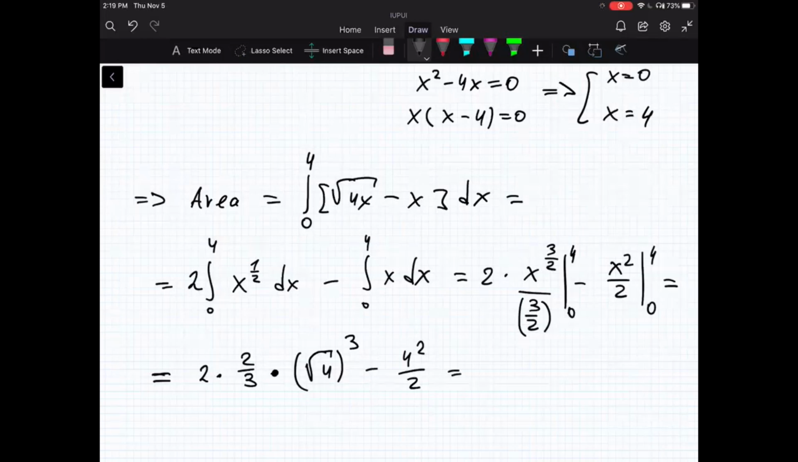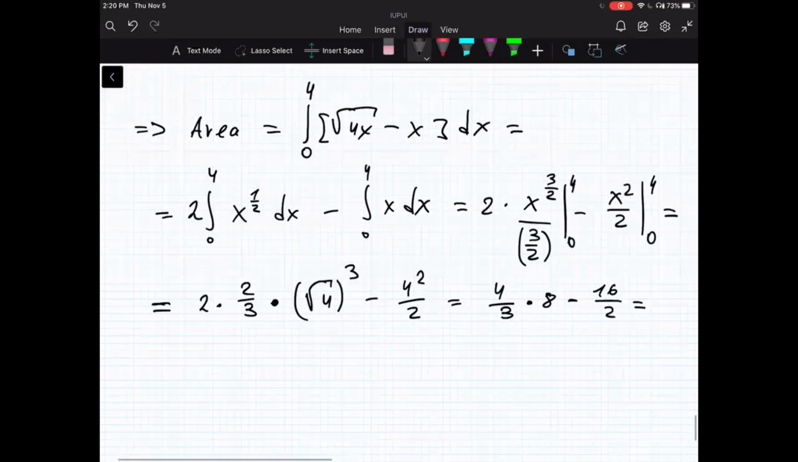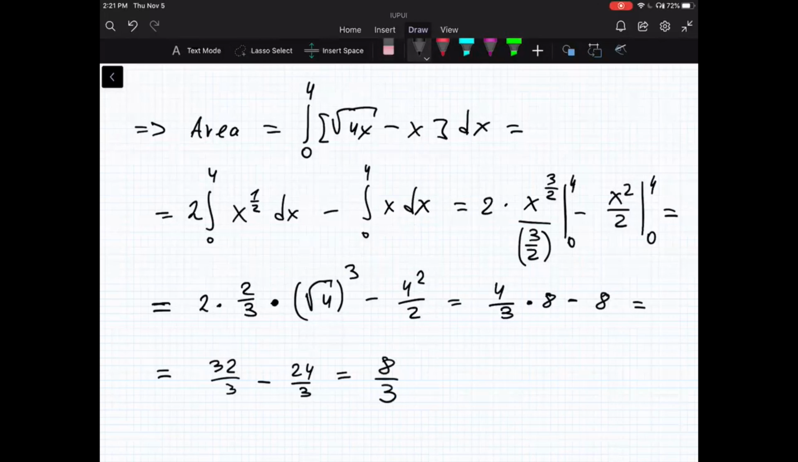It is 4 over 3 times square root of 4, which is 2. 2 to the power 3 gives me 8. And minus 16 over 2, which is 8. And so if I, again, make the common denominator, it will give me 32 over 3. And 8 is the same as 24 over 3. And the final answer is 8 over 3.